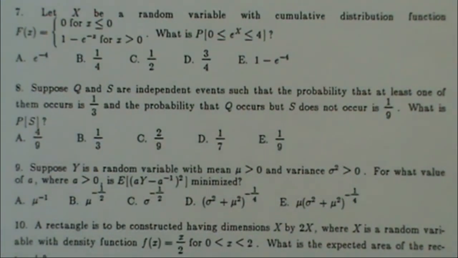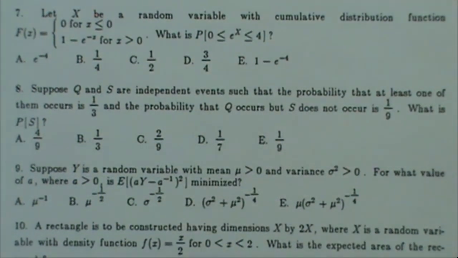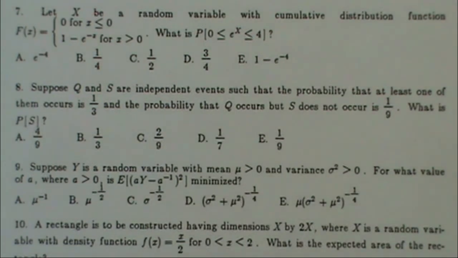Number 8. Suppose Q and S are independent events such that the probability that at least one of them occurs is 1/3, and the probability that Q occurs but S does not occur is 1/9. What is the probability of S?